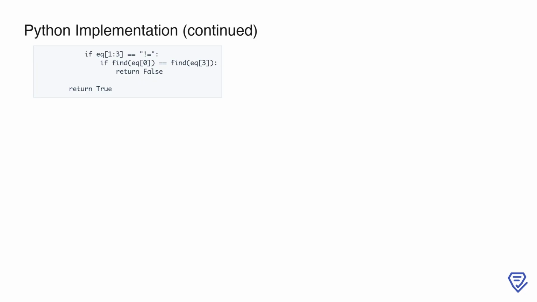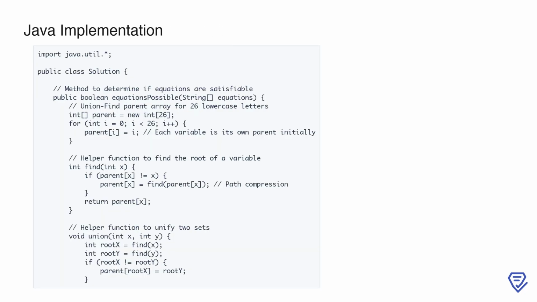This approach efficiently handles the problem by leveraging the union find data structure with path compression, ensuring that both the equality and inequality constraints are evaluated correctly. Here, we start by importing the required packages and defining our solution class. The main method we are working with is equationsPossible, which determines if a given set of equations can be satisfied.